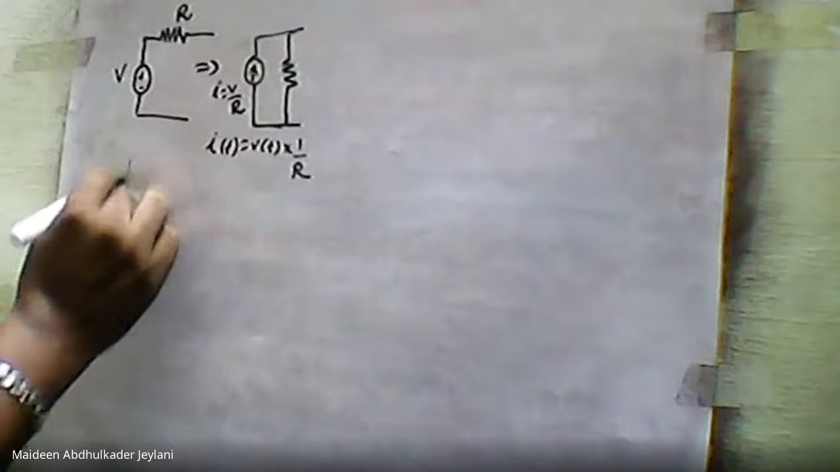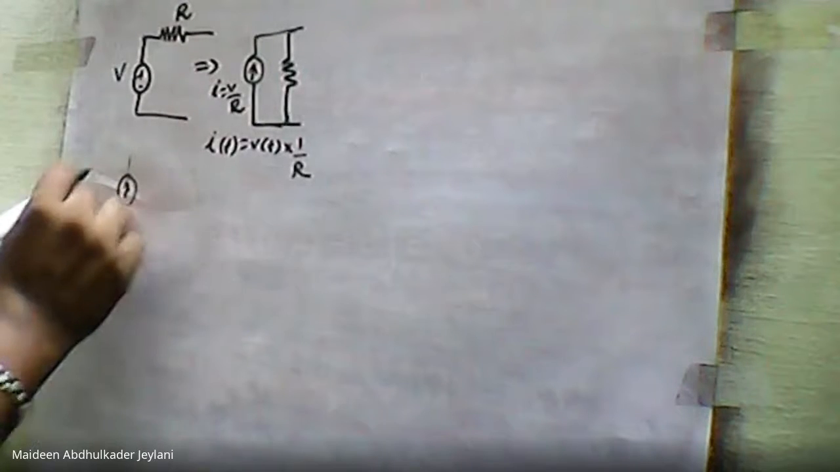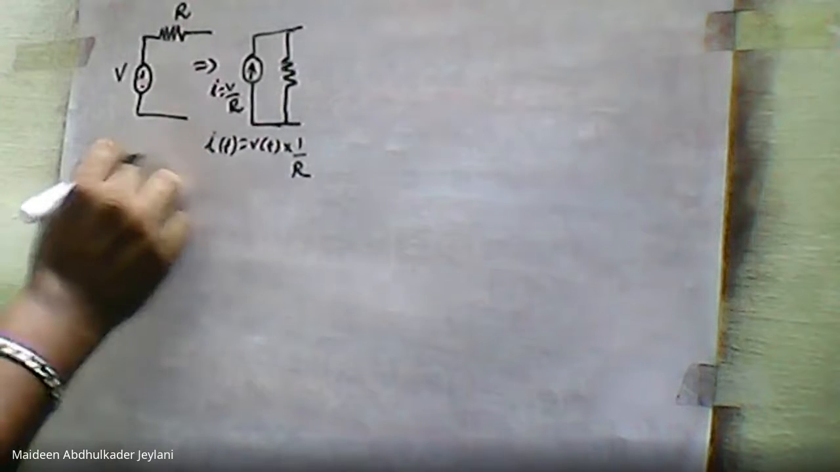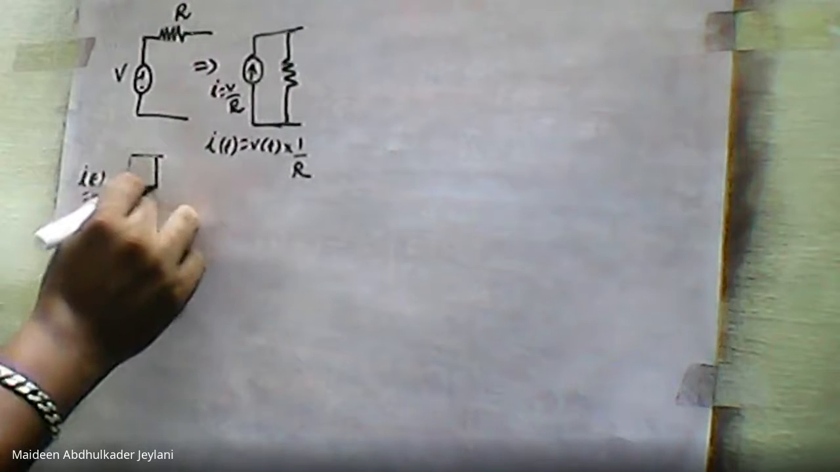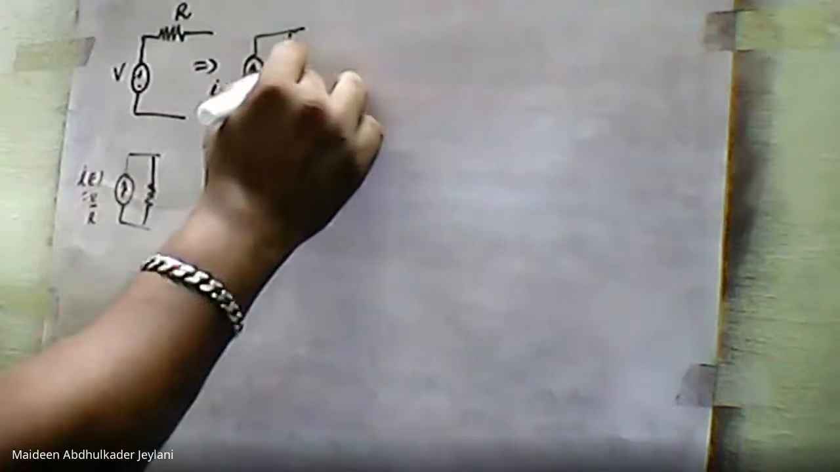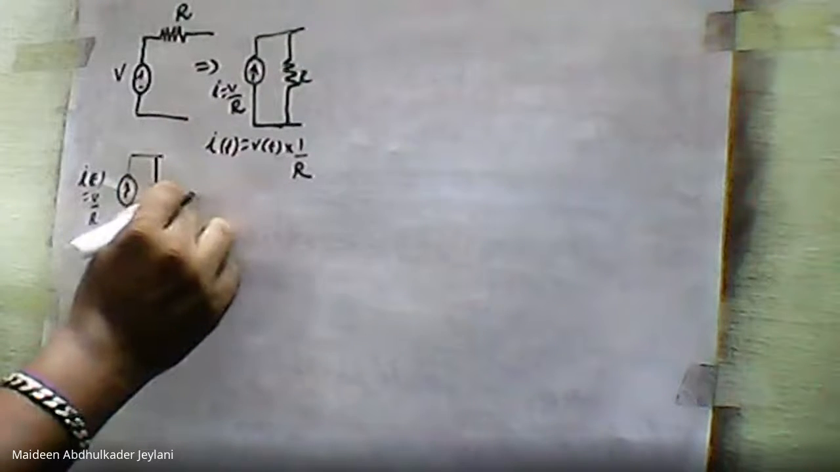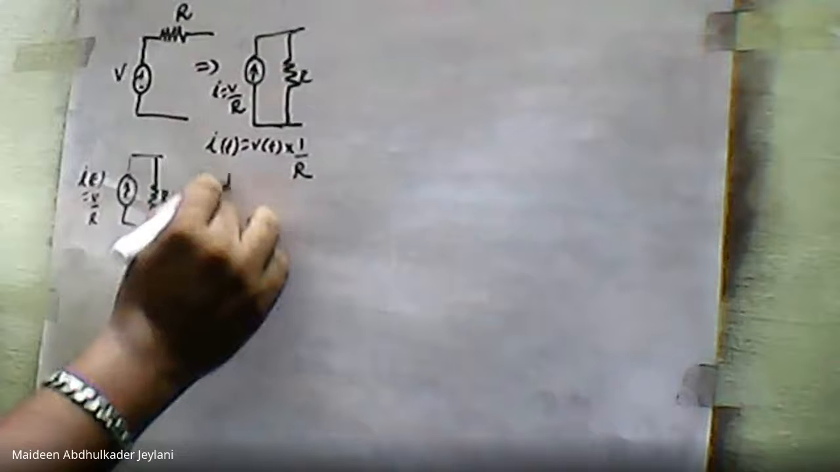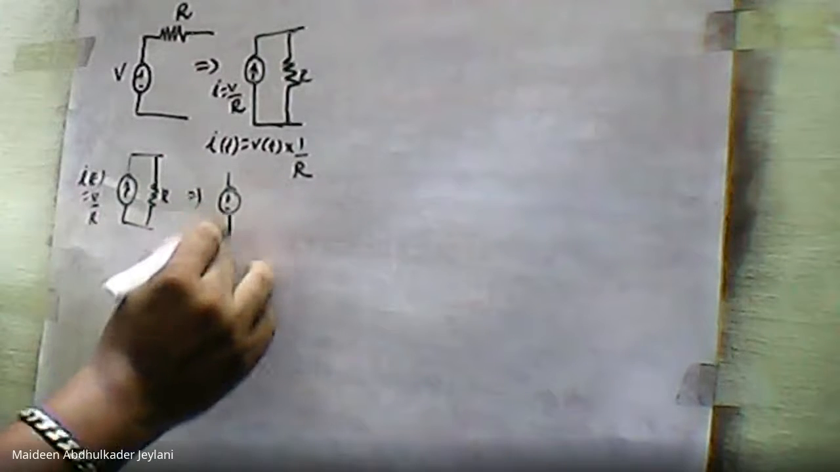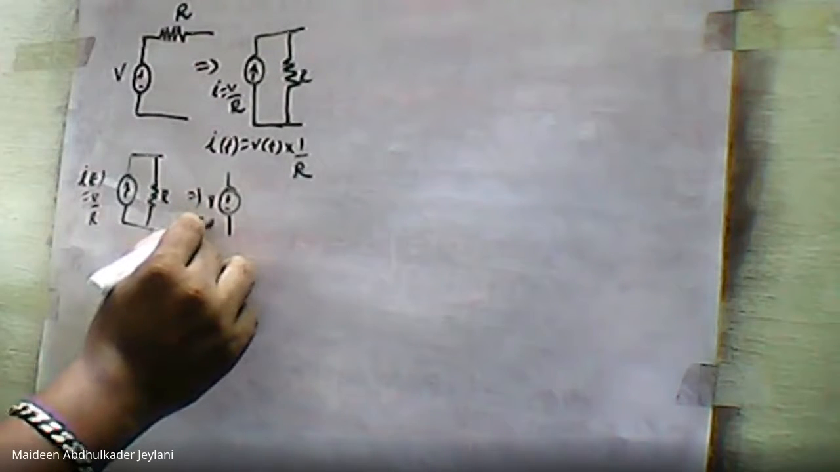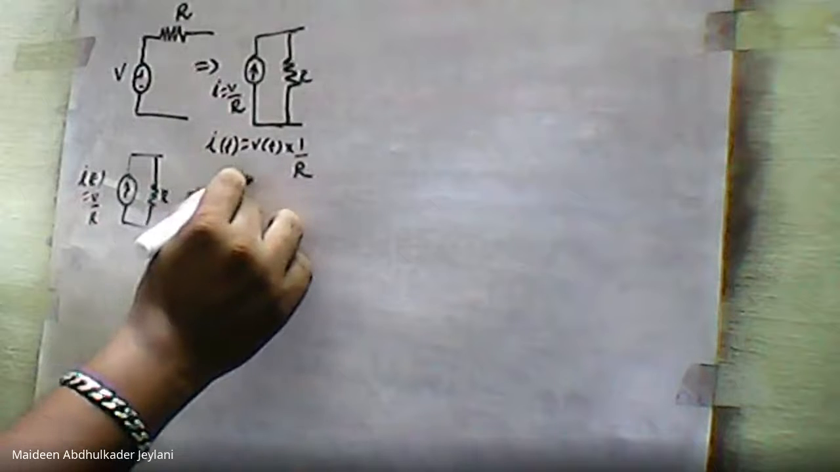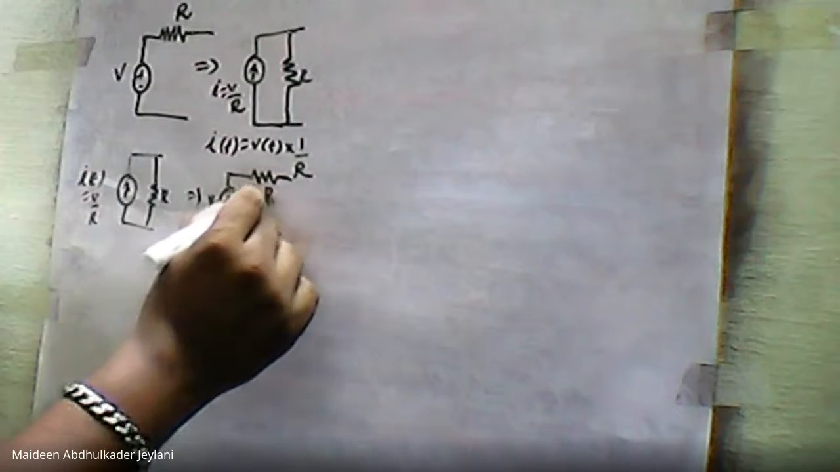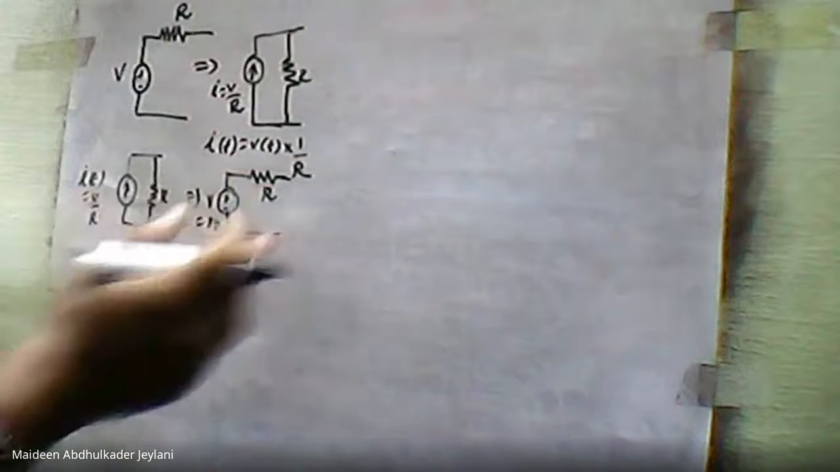If I have I of t equal to V by R, I have a resistor connected in parallel. Or if I want to convert this current source into a voltage source, plus and minus V equal to I into R, so my resistor will become connected in series with the source. This is what source transformation is.